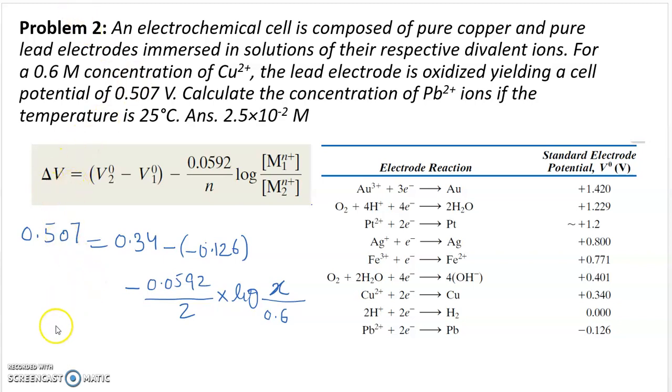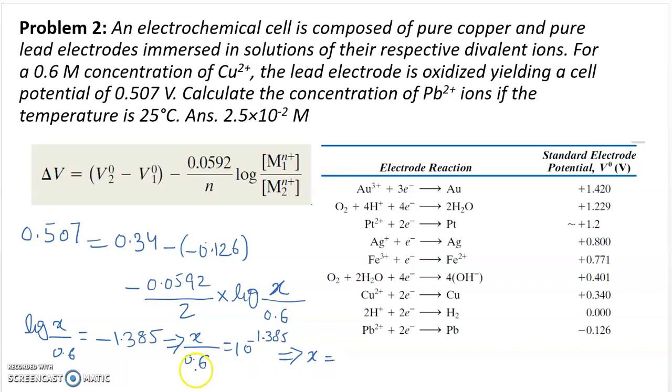After rearranging the terms, we will get log of X over 0.6 equal to minus 1.385, and this will further simplify to X over 0.6 equal to 10 to the power minus 1.385, so X will be equal to 0.6 times 0.0412, and the final answer will be 0.0247, or 2.5 times 10 to the power minus 2 M.